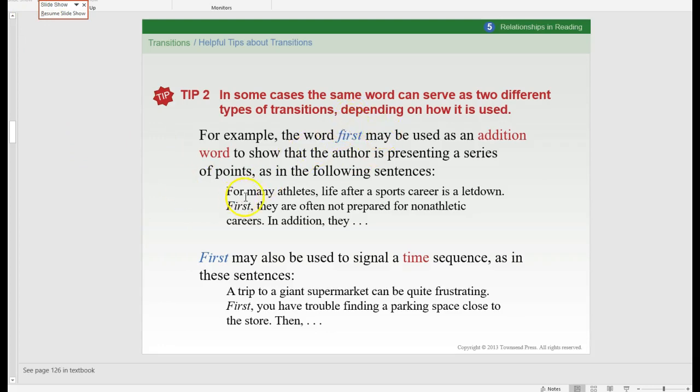If we look at this one, for many athletes, life after a sports career is a letdown. First, they are often not prepared for non-athletic careers. First, to me, this is the listing. And then look at time. A trip to a giant supermarket can be quite frustrating. First, what do you do first? You have trouble finding a parking space. So this first is for adding information. This first is adding time. So again, there are certain words that can be used in different contexts.